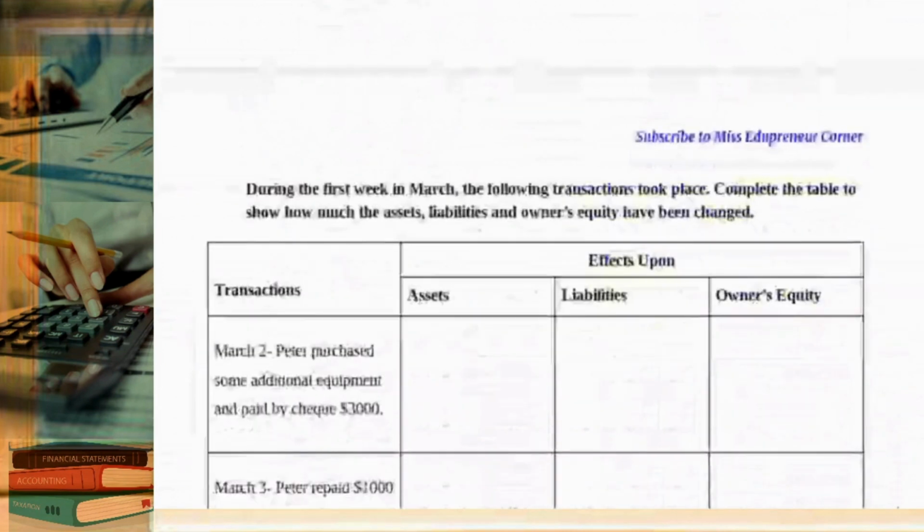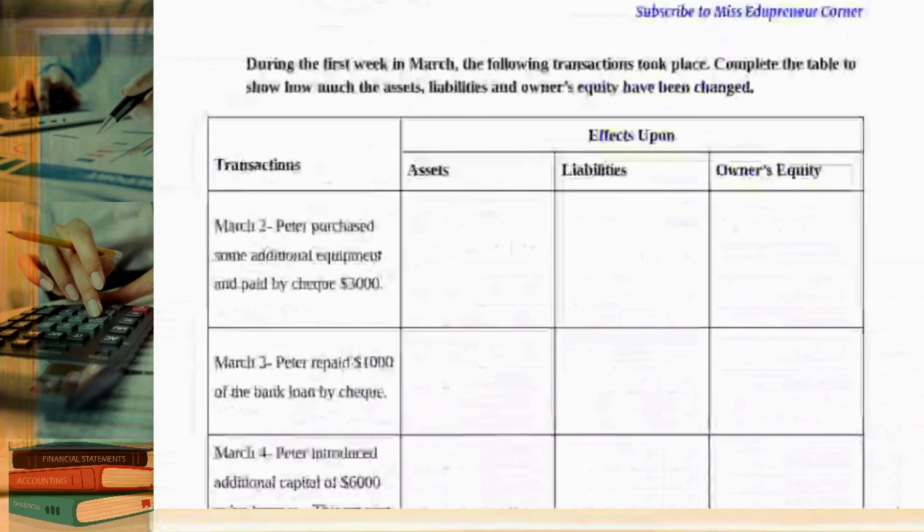So during the first week in March, the following transactions took place. We are to complete the table to show how much the assets, liabilities, and owner's equity have been changed. So we're going to read the transaction. On March 2, Peter purchased some additional equipment and paid by check $3,000. So now we are to identify the two items being affected in this transaction.